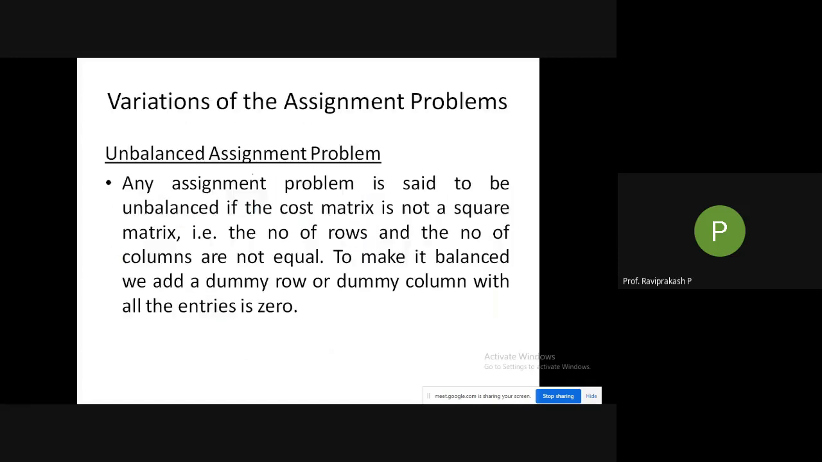Next, coming to variations of the assignment problems. We have seen the variations, but we'll put it in like definitions and all. Variations of assignment problems is the main heading. Then the subheading would be unbalanced assignment problem. First one is unbalanced assignment problem.